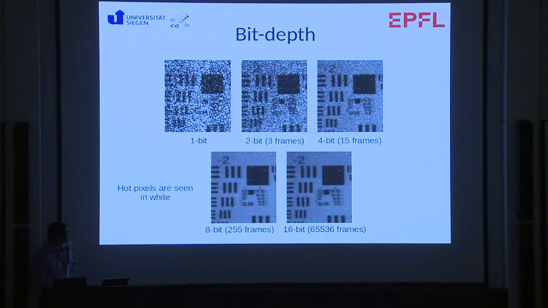And here is an example of the kind of images we get. The scene was of a resolution chart, and at 1 bit it's too noisy to make out any structure, and as we increase the number of frames, we see better. A B-bit image has 2 to the power B minus 1 frames. So 2-bit has 3, and 4-bit has 15, and so on. And here we also see there are some saturated pixels. These are referred to as hot pixels due to sensor imperfections.